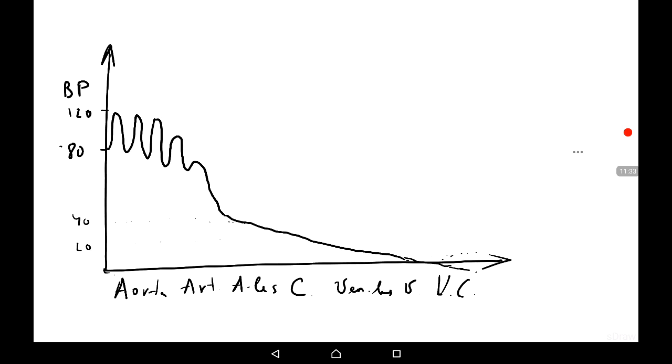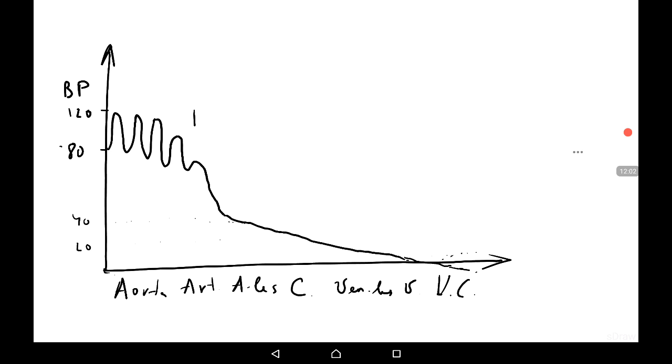Such wounds should be closed carefully to avoid that complication. So this is the graph of the blood pressure in different parts of the cardiovascular system. Now we will draw another graph showing the velocity, linear velocity of the blood flow in different types of blood vessels. We will use red color.